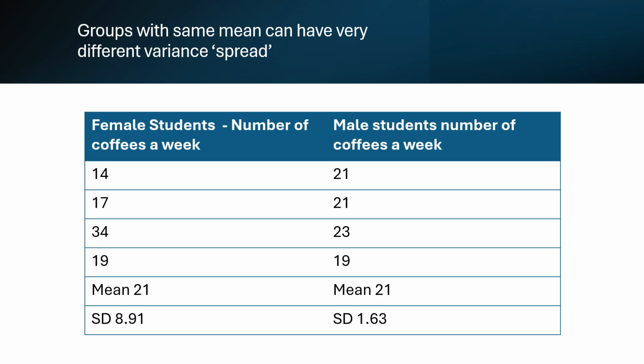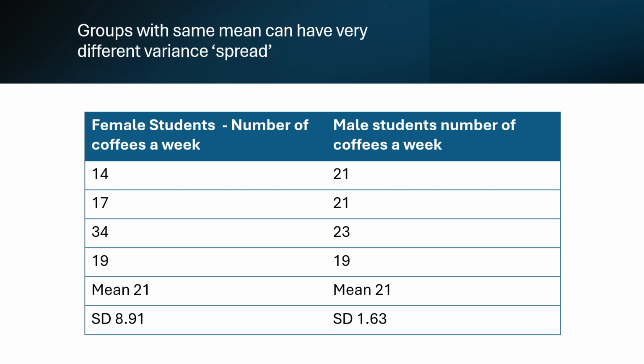Now, the mean is the average value of a data set. For example, if we look at the number of coffees people drink in a week, the mean would be the average number of coffee consumed per week. Now, the variance, the spread, this measures how much the individual data points differ from the mean. It tells us about the spread of data.